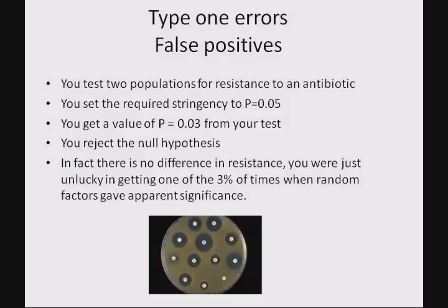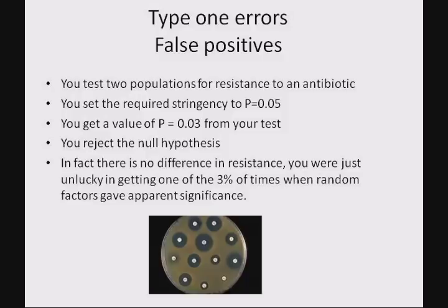So you can see that probability just gives you significance, just gives you the probability of how confident you are in the data that you've got. And here's an example of the sort of error that you can make that we've already alluded to in the previous section. It's called a type 1 error, or a false positive. So let's assume there's 2 populations which don't differ in resistance to an antibiotic. You're going to sample them and do a statistical test, and you set the required stringency to 5%, or p is 0.05. You get all your samples and you do a t-test, and you get a value of p is 0.03 from your test, which is less than the required value of 0.05.